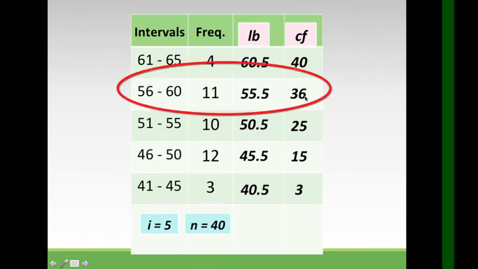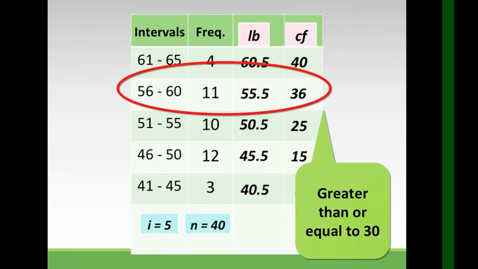Ang gagawin ko, i-encircle ko lahat ng nasa row na yan. No? And then, this will be greater than or equal to 30. Kaya ito yung 36 ang kinuha natin. And then, yung nasa baba, ito yung less than cumulative frequency. Yung nasa formula natin kanina. Yung less than CF. Kung natatandaan nyo, yung sinabi ko kanina, dun sa first slide natin. Okay? And this is 25.